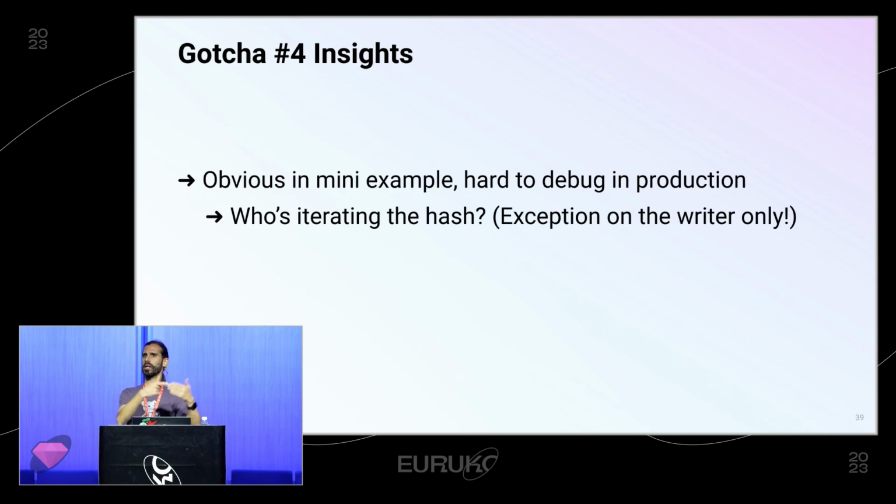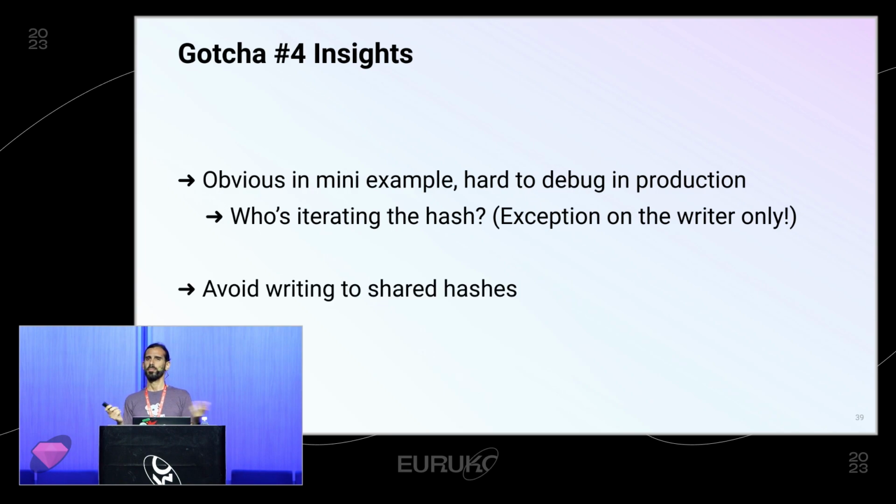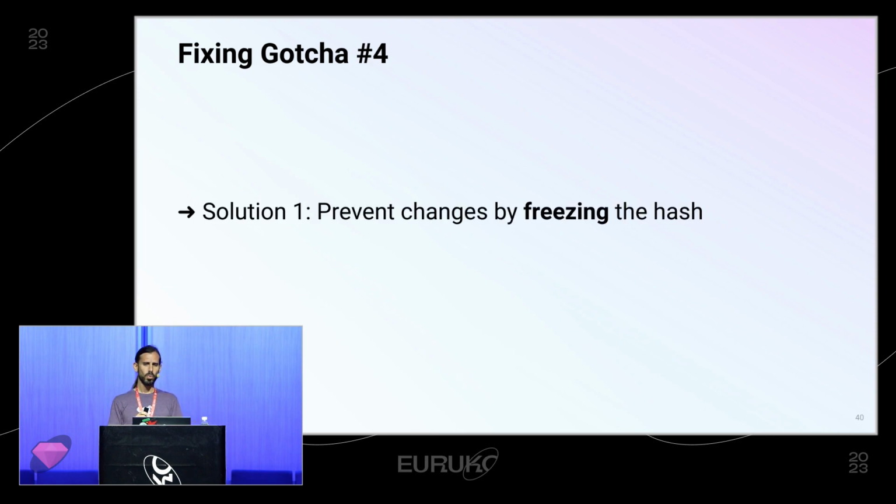So maybe that's a feature request for Ruby. Ruby could tell you what the other thread is, who's iterating the hash, but it's really hard to find out, and you are on your own to figure this out. So avoid writing if you're sharing a hash between multiple threads. So how do we fix this one? Well, the easy version is, if you can afford to do whatever you need to do on the hash and then freeze it and then share it, that's a really good solution.